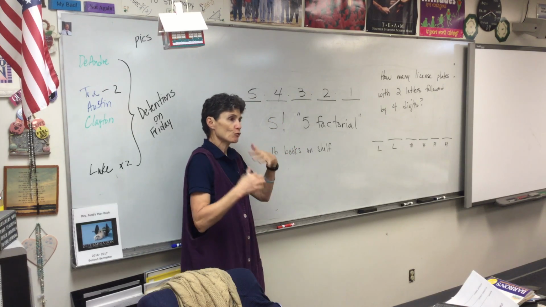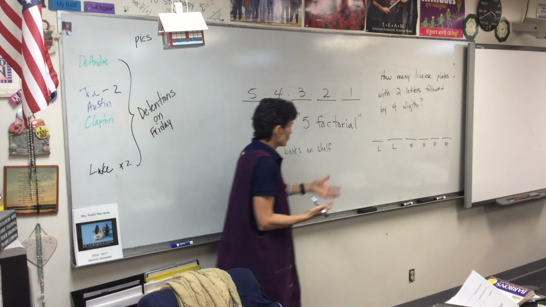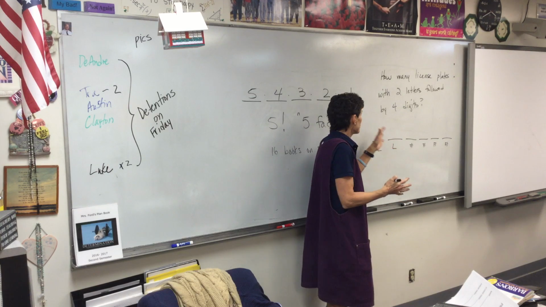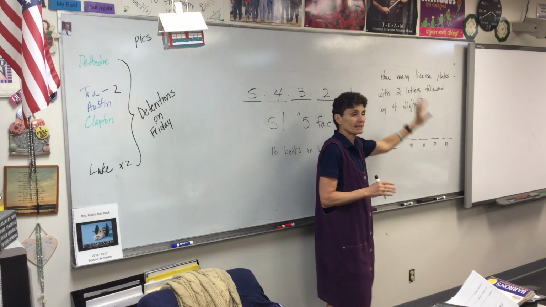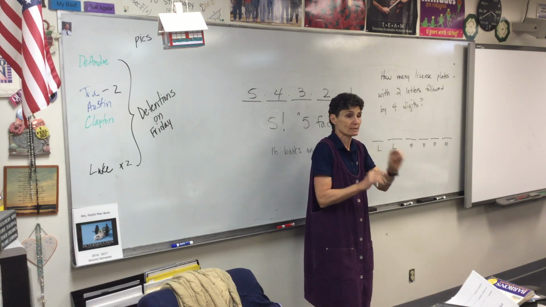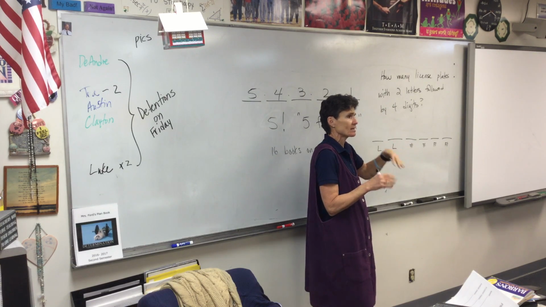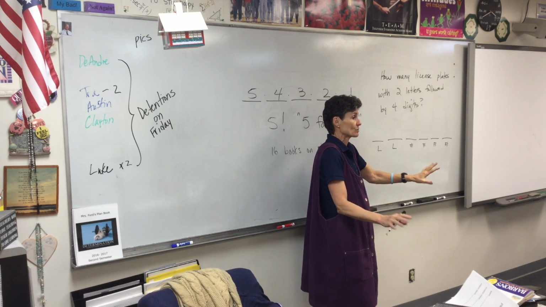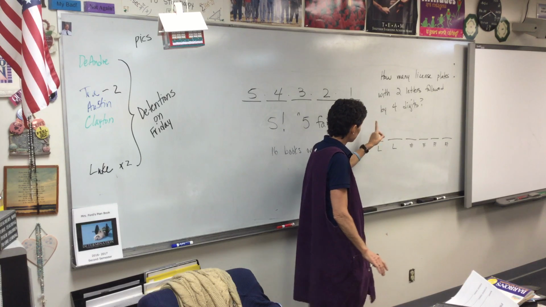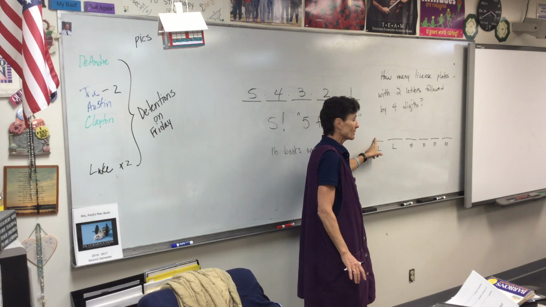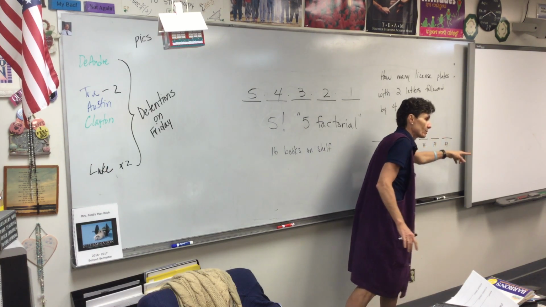Now think about your choices here. You're going to make a license plate. You're allowed to have whatever kind of license plate you want. There are no rules. In a minute, I'm going to give you some restrictions. But right now, anything goes. All you have to have is a letter here and a letter here, and these are all numbers.